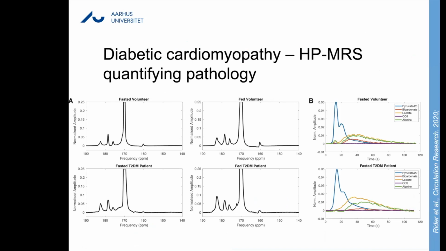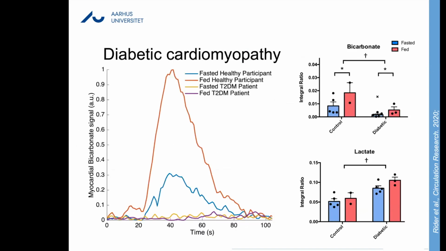This was also done by the Oxford group, and they pushed this even further into patients. And then here you're seeing the first patients, actually, diabetic patients, and then you have volunteers up here, and they also investigated which state you should scan these patients in, and again they find a similar tendency that in general you get higher signals if you're in the fed state, and then they also find that diabetics have a completely different metabolic switch here.